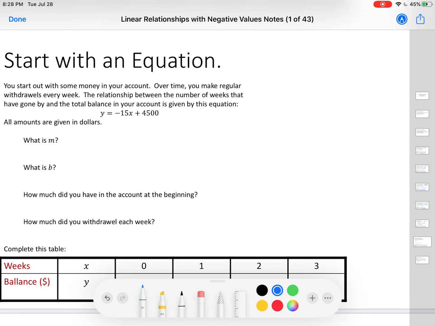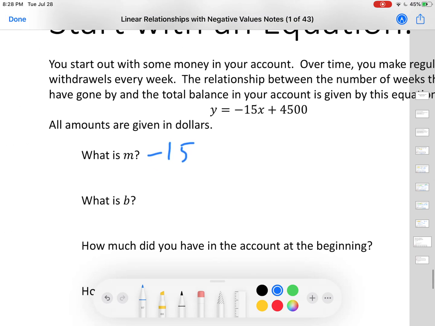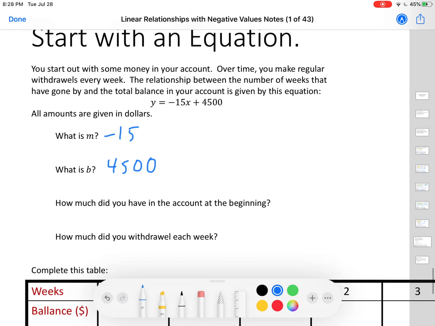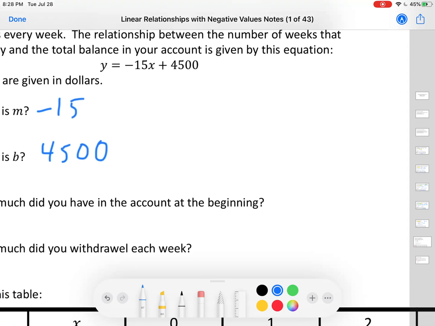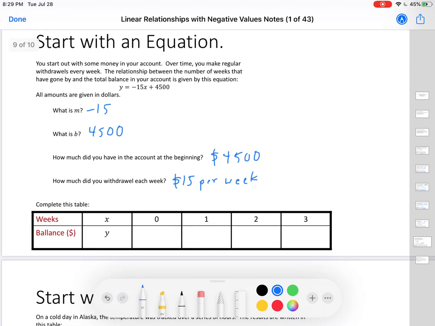What is M? Well, it's written right there next to x, negative 15. What is B? It's written right there after the plus sign, 4,500. And it's positive because it's plus. If it was minus, it would be negative. How much did you have at the beginning? Well, is that plus 4,500 or minus 4,500? Since it's plus, you had $4,500 at the beginning. How much did you withdraw each week? You withdrew $15 per week. Notice, have to put the units.